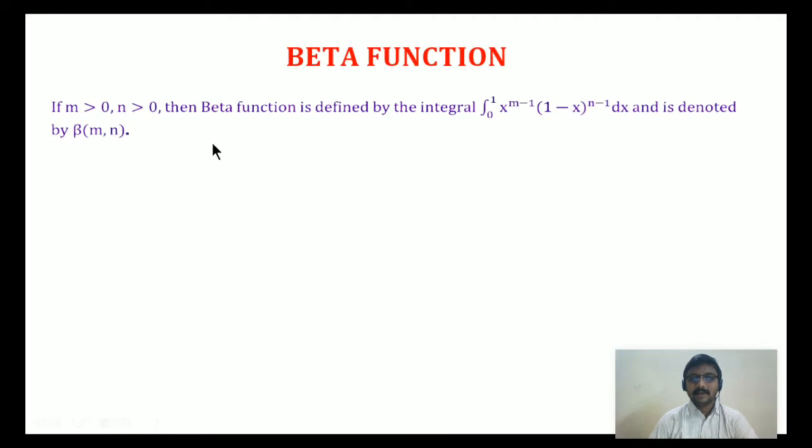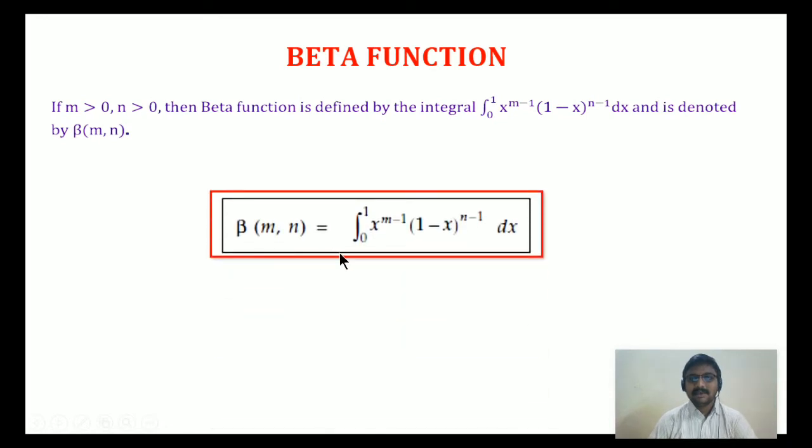Definition: if m and n are positive numbers, then the beta function is defined by the integral from 0 to 1 of x power m minus 1, 1 minus x whole power n minus 1 dx, and is denoted by beta of m, n. Thus, beta of m, n is the integral from 0 to 1 of x power m minus 1, 1 minus x whole power n minus 1 dx.